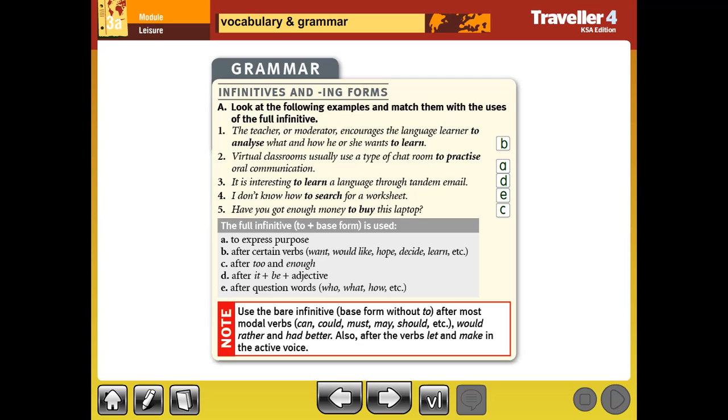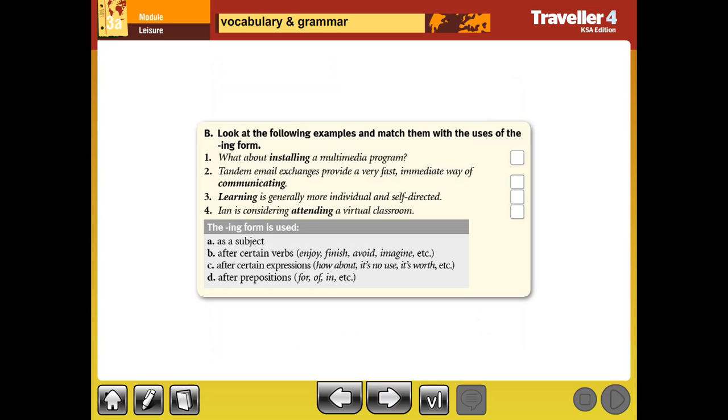Go down to the next part, the second part at the end of the box, as you can see, the ing form, the gray part, the ing form. You use it as a subject, meaning at the beginning of the sentence. Examples: swimming is fun, reading is useful, eating too much may make you fat. So we use the ing form at the beginning of the sentence as a subject.